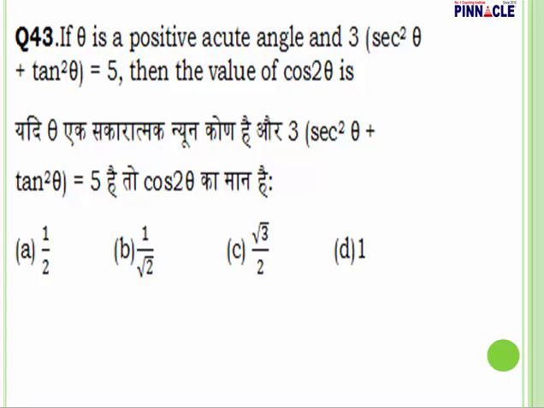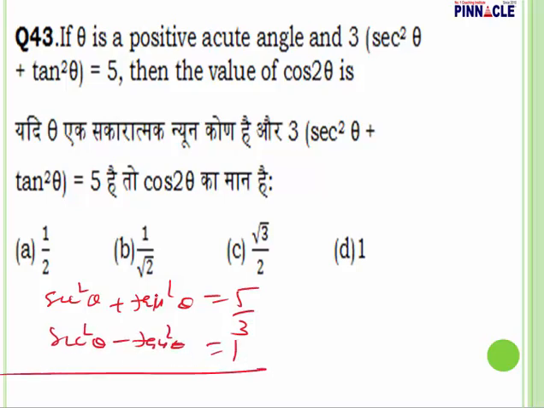Question number 43. What is the question? If theta is a positive acute angle and 3 secant square theta plus tangent square theta is equal to 5, then the value of cos 2 theta would be how much? Now, secant square theta plus tangent square theta is equal to 5 by 3. And as you know, secant square theta minus tangent square theta is equal to 1. So you will find 2 secant square theta is equal to 5 by 3 plus 1. In other words, you can write 8 by 3.